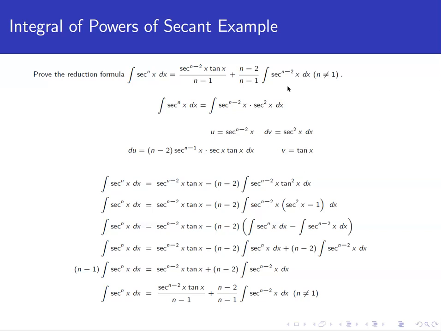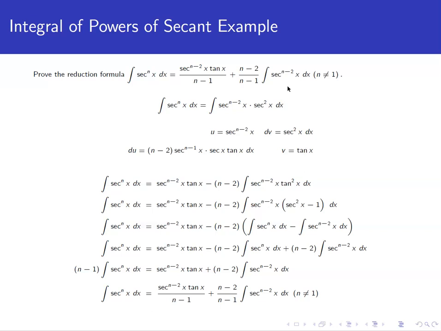So in this case, we're asked to show that the integral of secant to the nx dx is equal to secant to the n minus 2x times tangent x over n minus 1 plus n minus 2 over n minus 1 integral of secant to the n minus 2x dx. Of course, we don't want n equal to 1 because the formula can't possibly work, because if we put 1 in, we get a 0 in the denominator in both of those constants.